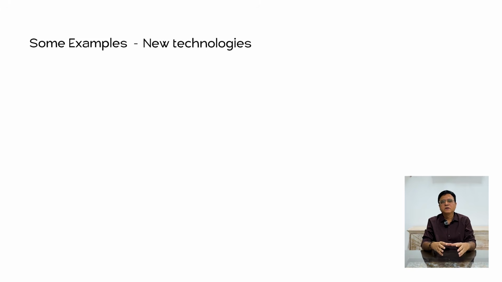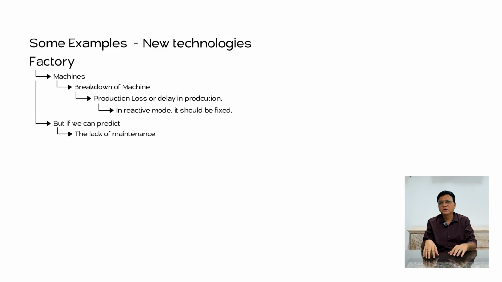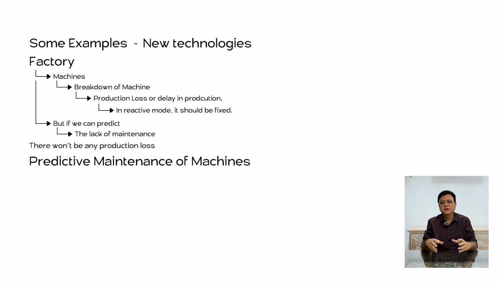For example, in a factory there will be machines. If a machine breaks down, there will be a production loss or delay in production. So it's reactive mode: the machine is down, I'll go and fix it. Whereas if we can predict that this machine is going to break down if you don't maintain it, then there won't be any production loss. So there should be predictive maintenance of machines.